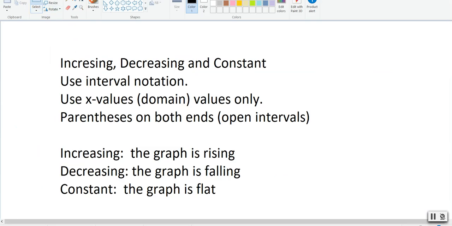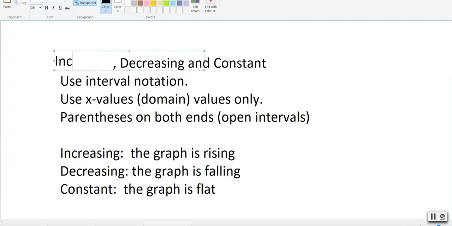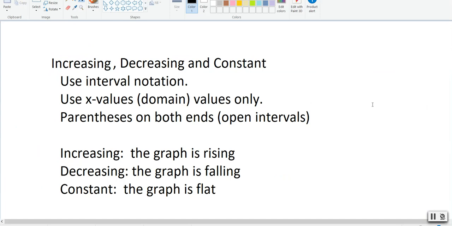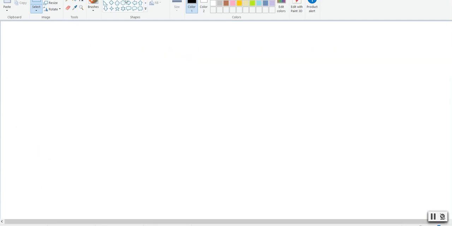I just noticed that I've misspelled increasing. So let's correct that. Sorry, I don't have editing on this video today. Increasing, spelled correctly. Thank you very much. Okay, so increasing, decreasing, and constant. Use interval notation, x values only, parentheses on both ends. The graph is rising if it's increasing, the graph is decreasing, it's falling, and if it's constant, the graph is flat. All right, now let's talk about maximum and minimum.